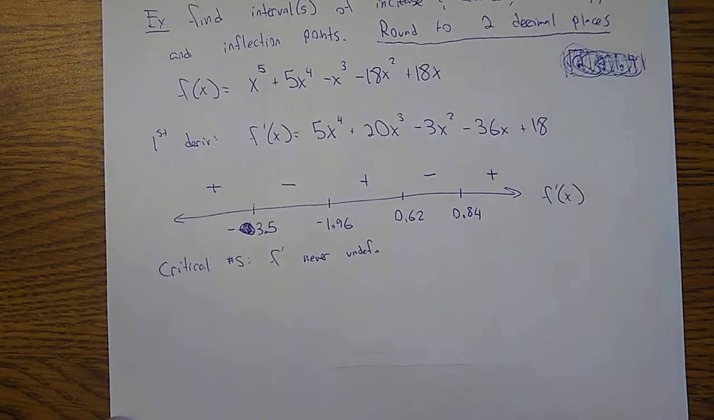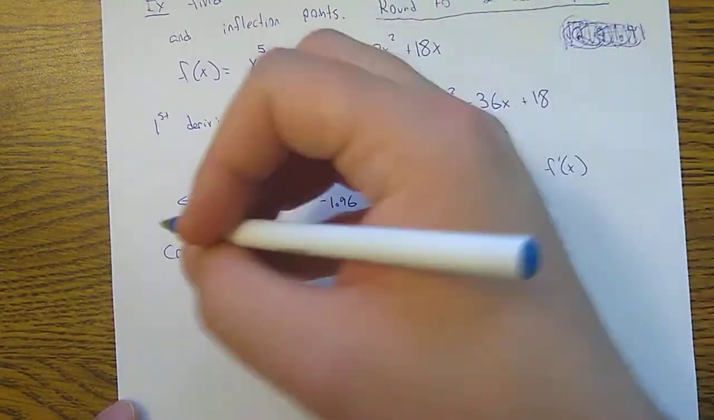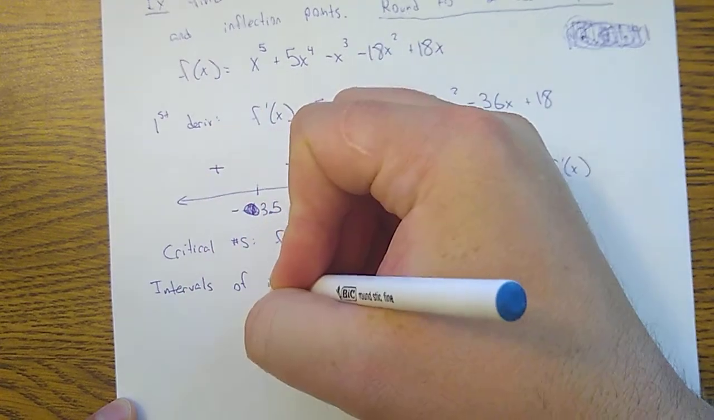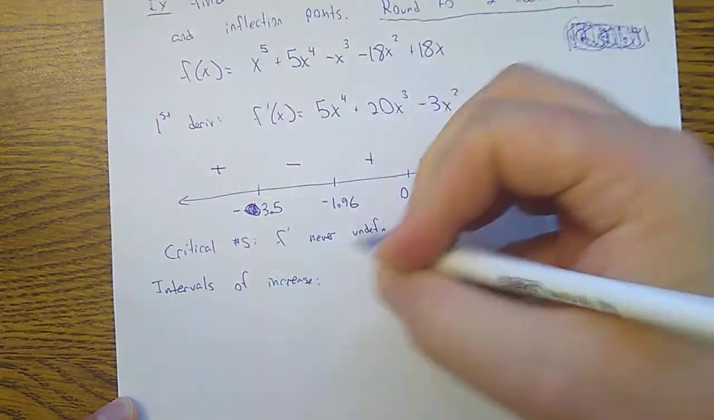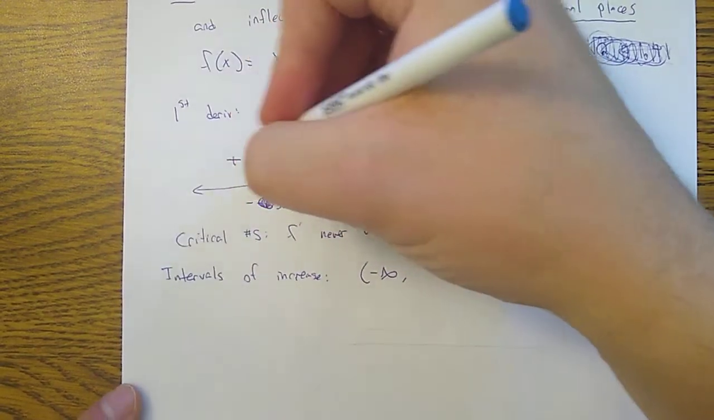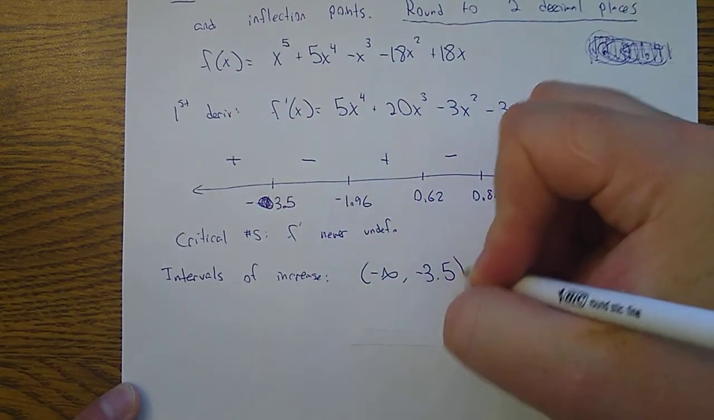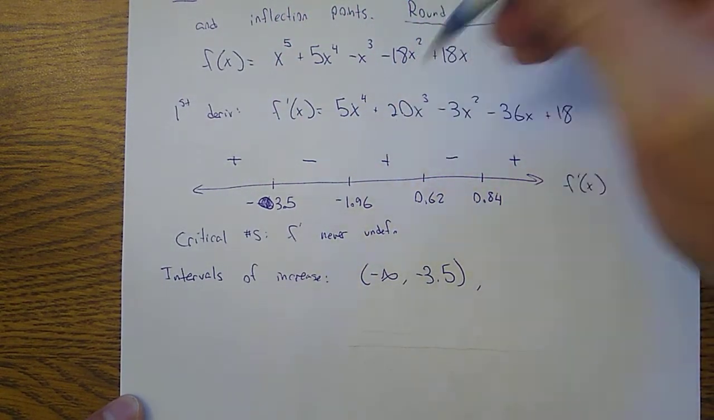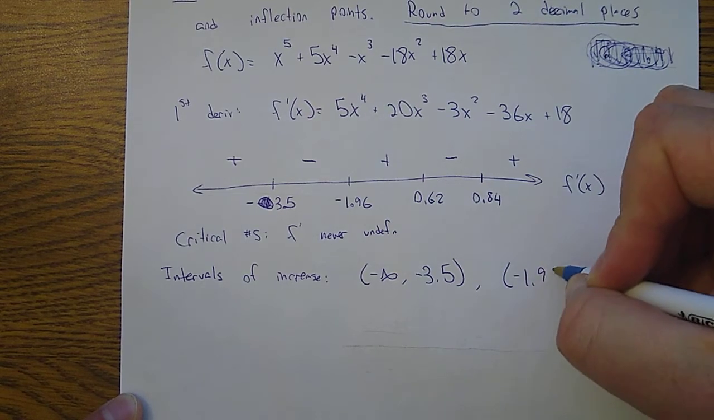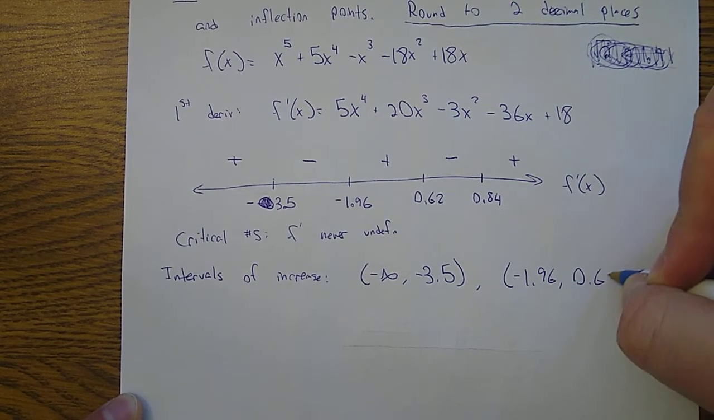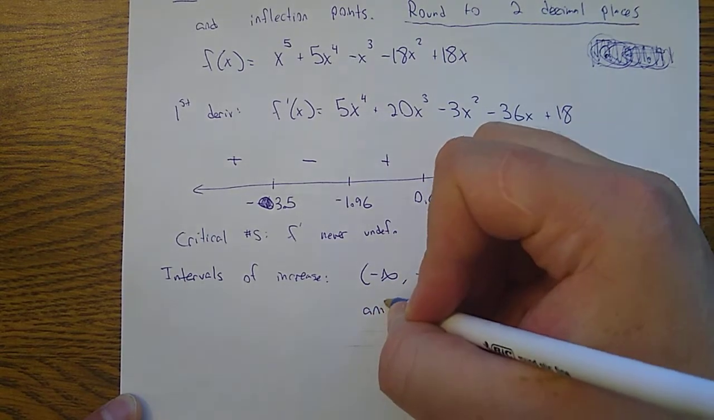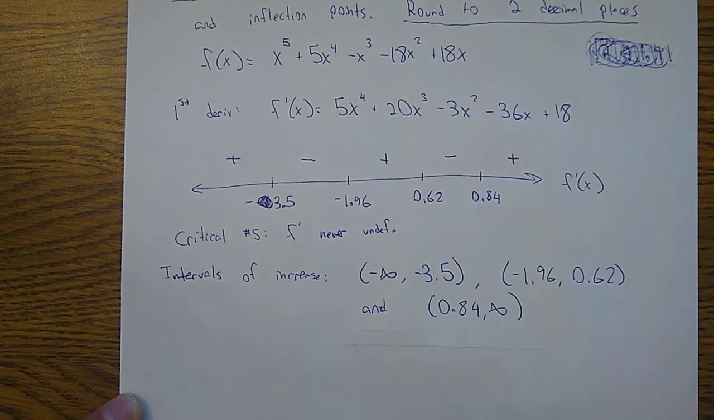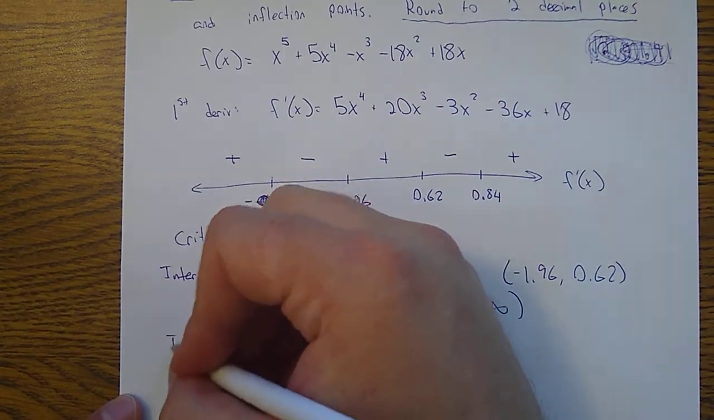Yeah, so in conclusion, we can just say intervals of increase: negative infinity to negative 3.5, that's one. And I'm just going where all the pluses are. Negative 1.96 to 0.62, and 0.84 to infinity. That's where it's increasing.